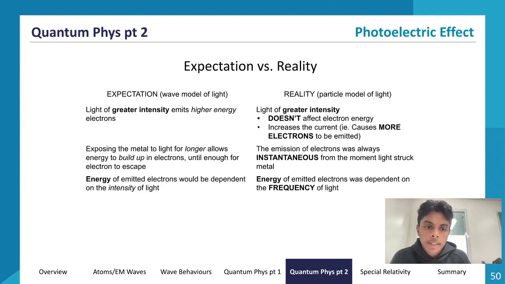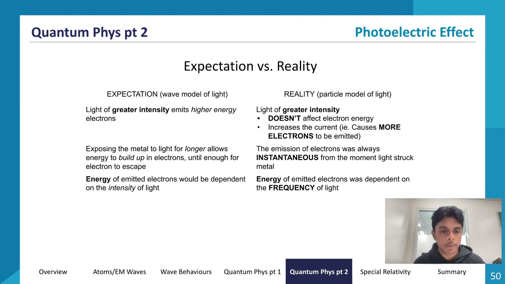Light of great intensity emits high energy electrons. That's not the reality, because in reality, the greater intensity doesn't affect electron energy. It increases the photocurrent, because it causes more electrons to be emitted, as I mentioned before, because greater intensity means more photons, so more electrons emitted.